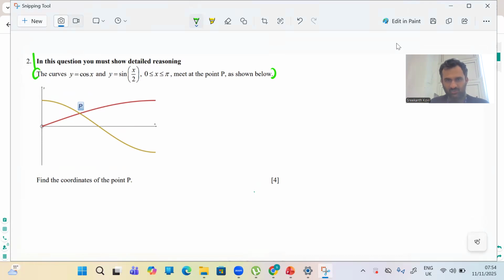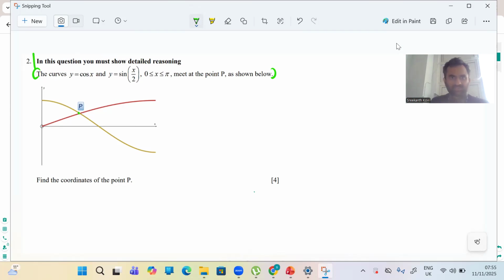They're saying that two curves are given, y equal to cos x and y equal to sin x divided by 2. They're asking us just this point. They can even ask this question without giving the graphs. So we have to understand the question part here.